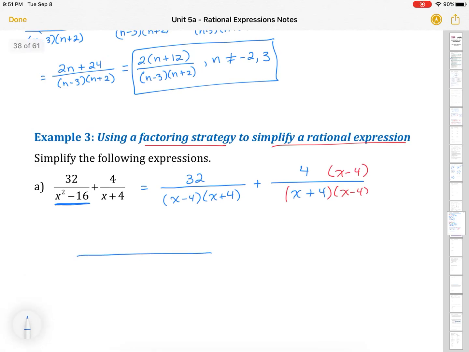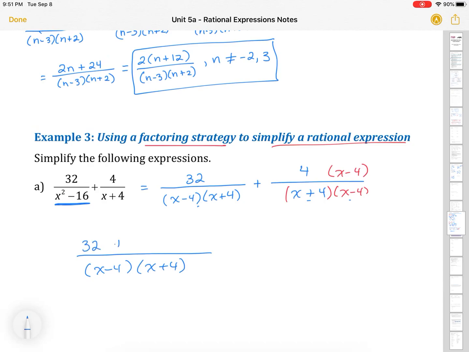Now I can do some adding. x minus 4 times x plus 4. And remember, it doesn't matter what order they are in. They're in a different order here than here, as long as the factors are the same. It doesn't matter if you have 2 times 3 or 3 times 2. They both will give you 6, right?